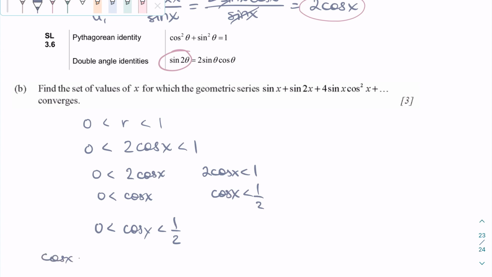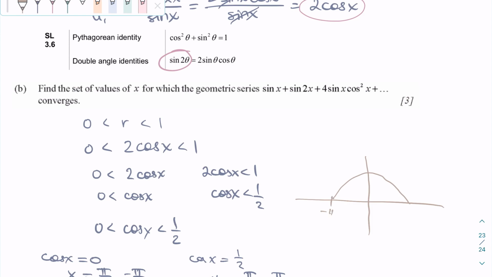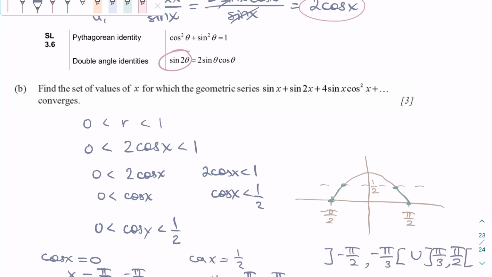We know that cosine x is 0 at pi over 2 and minus pi over 2. Cosine is 1/2 at pi over 3 and minus pi over 3. We can graph cosine x in the domain given to us to help us find the intervals where cosine is between 0 and 1/2 easier. So now we can see that x must be between minus pi over 2 and minus pi over 3, or between pi over 3 and pi over 2.